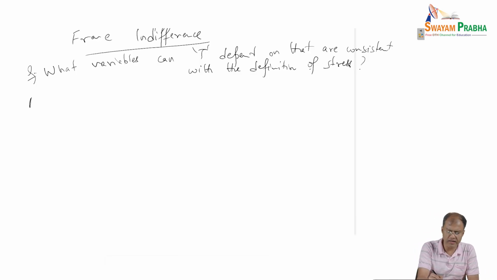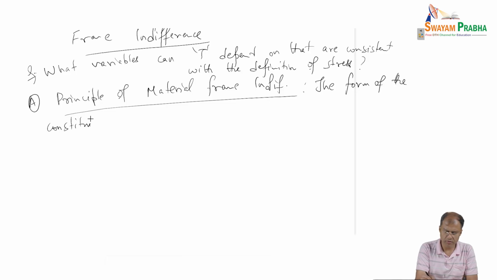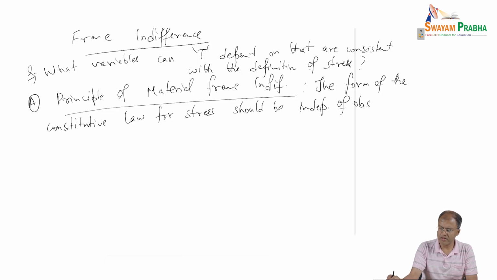To answer this question, let us talk about the so-called principle of material frame indifference. What this principle says is that the form of the constitutive law for stress should be independent of the observer, whether the observer is in the Eulerian frame or the Lagrangian frame. So this is one relation that my constitutive law must satisfy. Let us try to highlight this idea with an example.